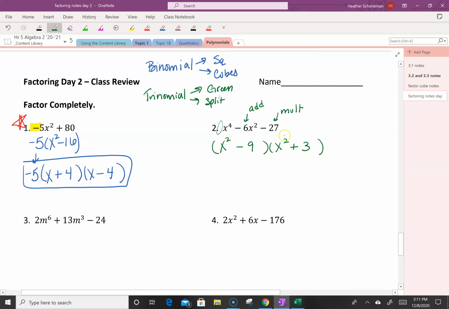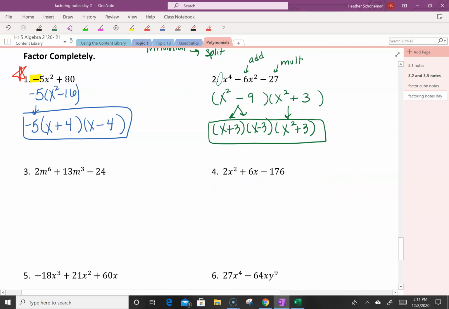Because these exponents right here are something other than the invisible 1, I have to check to see if it factors further. Well, it's a binomial, so it could either be squares or cubes. Cubes doesn't make sense with the exponent of 2, so squares makes the most sense. The x squared plus 3 does not factor further, but this one does. This one is going to factor to x plus 3, x minus 3, because it's the difference of squares. And this one is going to remain the same, x squared plus 3. And there we go.